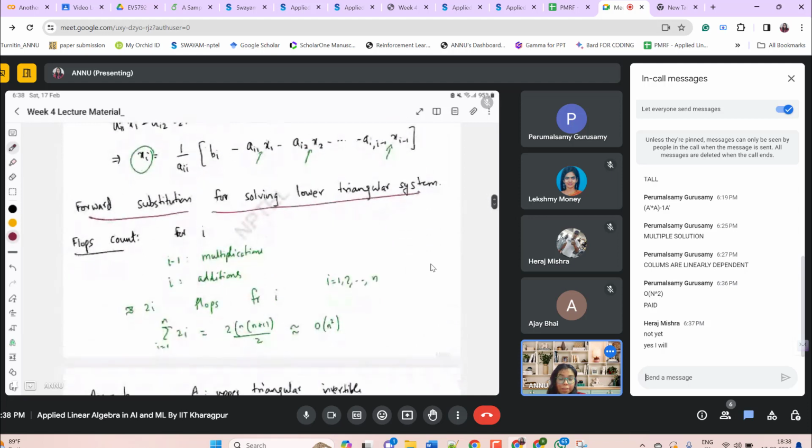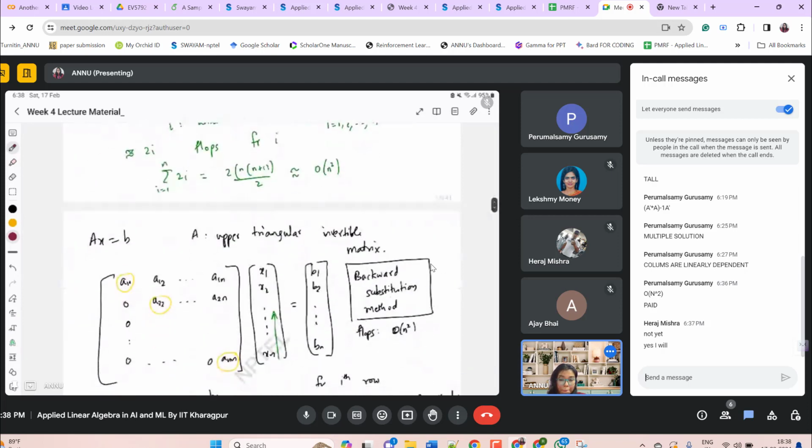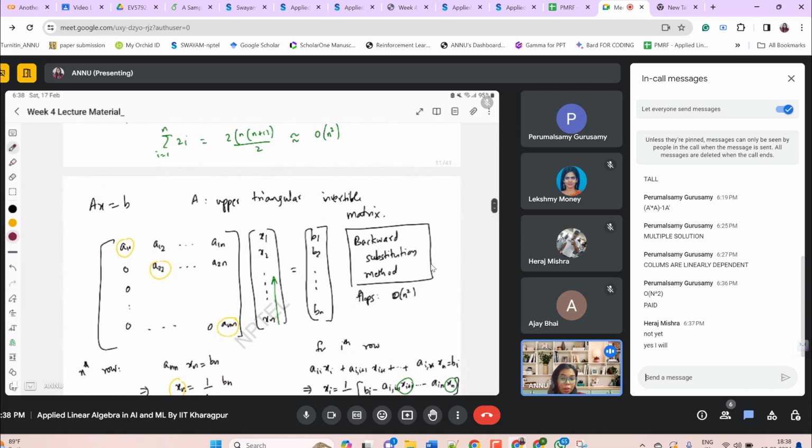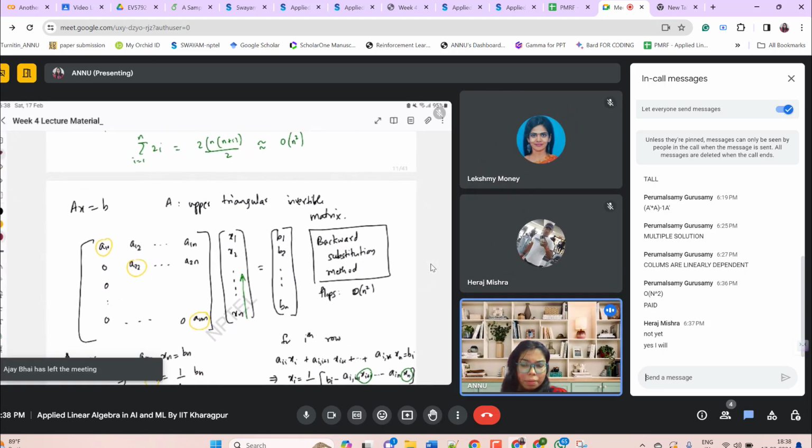Okay. So till now we saw that forward substitution is used for solving a system of linear equations in the case of a lower triangular system. In the case of an upper triangular system, how many flops will there be? The same number of flops. Order of n square.